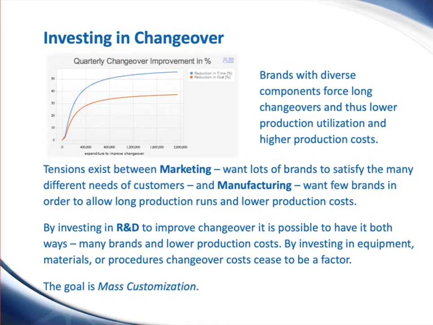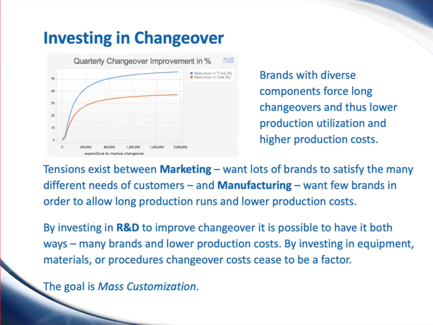Marketing wants as many brands as possible to satisfy as many segments as they envision they want to satisfy in the marketplace. However, brands with diverse components force long changeover, and thus we have lower production utilization and higher production cost. So therefore, manufacturing wants fewer brands in order to allow for long production runs and lower production cost.